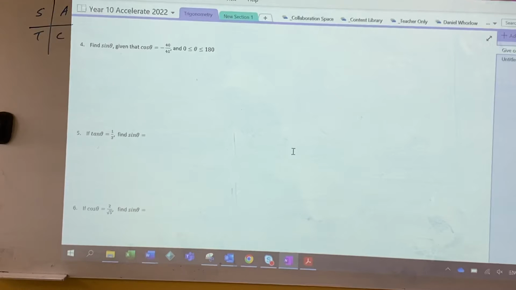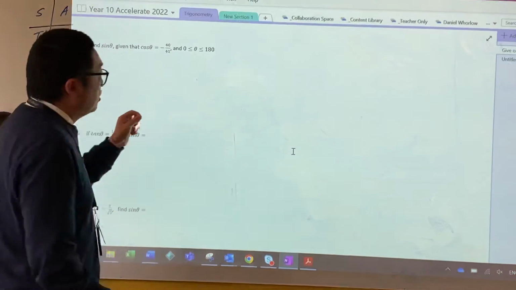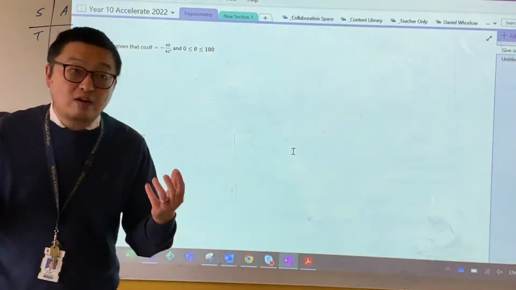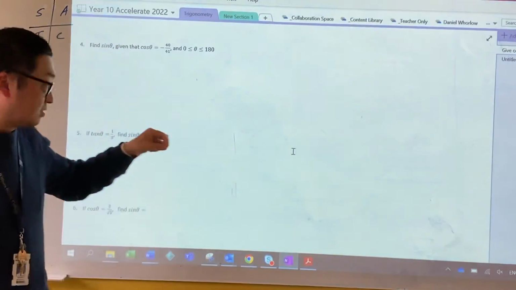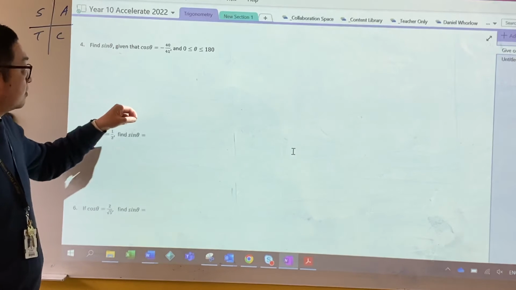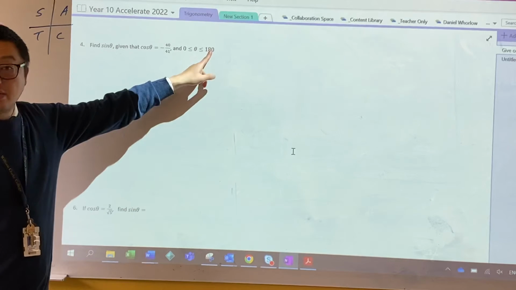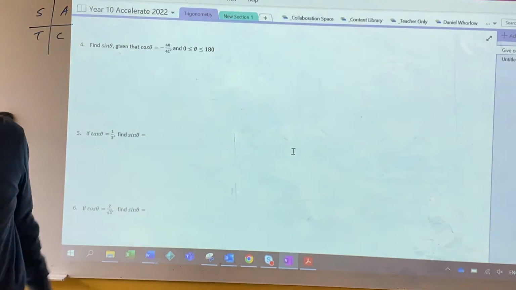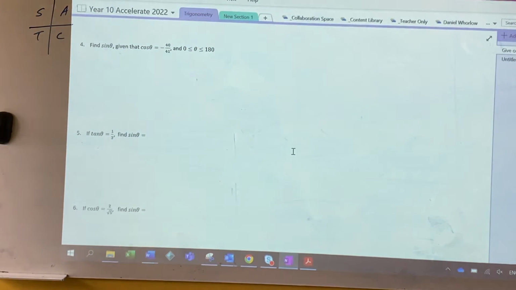Find sine theta, given that cos theta is a negative number, and theta is between 0 to 180. So when you try to do this sort of thing, we're going to visualize the diagram. Where is the angle located? Theta is between 0 to 180, so that's from the first and second quadrant. Right? Now let's have a look.